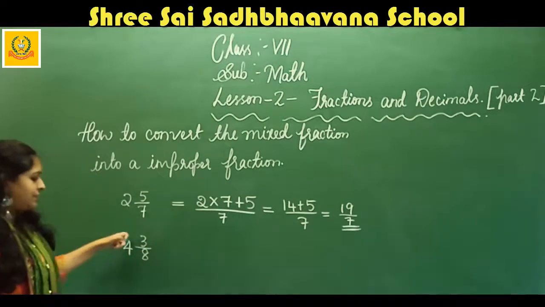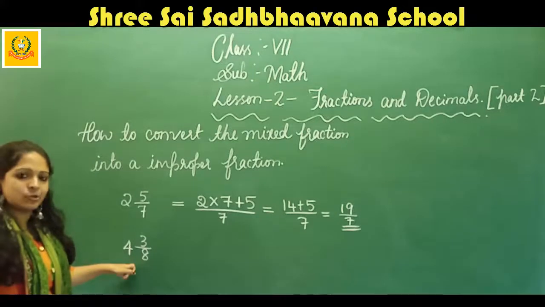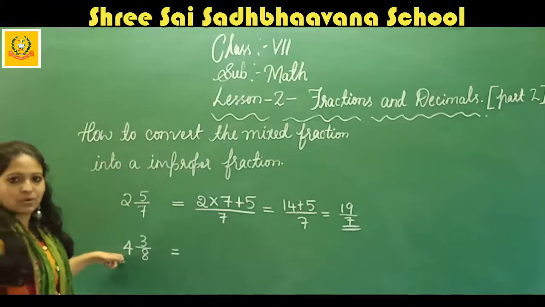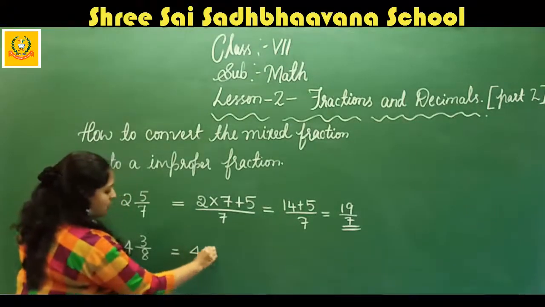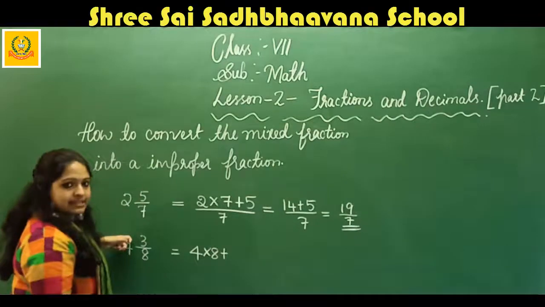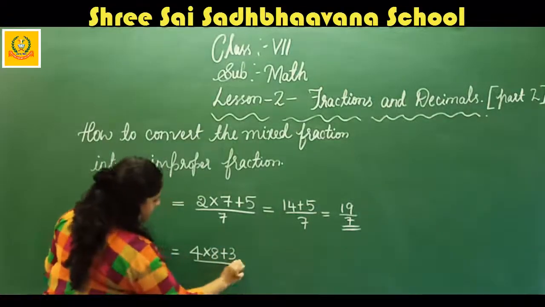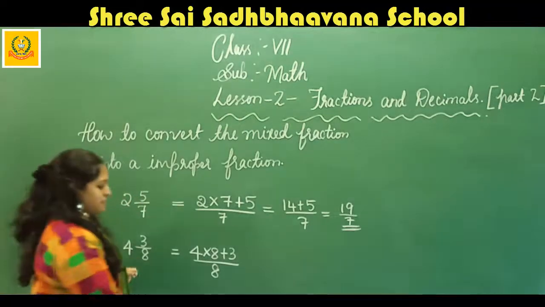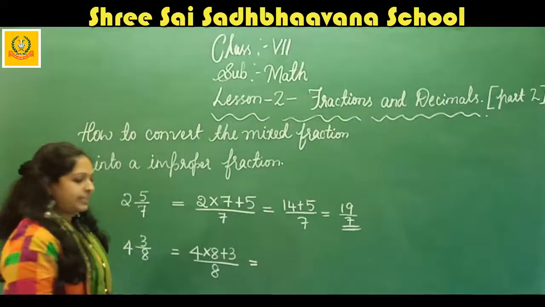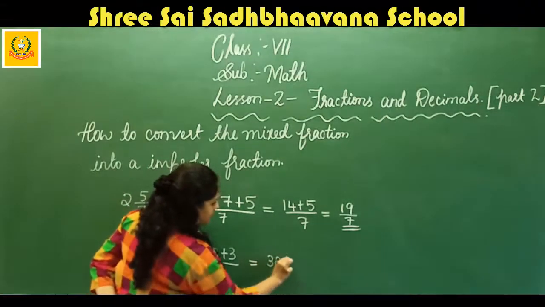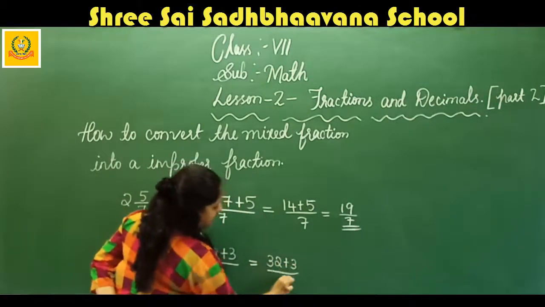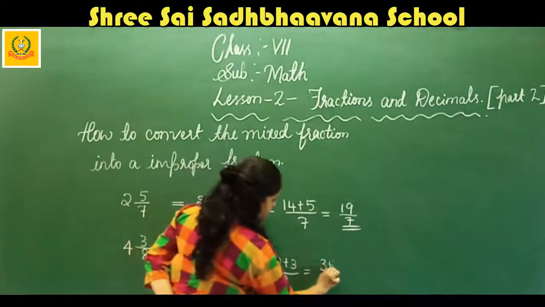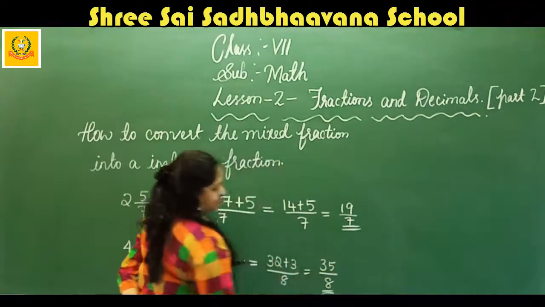Yes, here you see. 4, 3 by 8. Let us convert this into an improper fraction. So what do I have to do first? I have to multiply the whole number with the denominator. To that, I have to add the numerator, that is 3, by the same denominator. So let us multiply. 4 eights are 32. Plus 3 by 8. So 32 plus 3 is equal to 35 by 8.